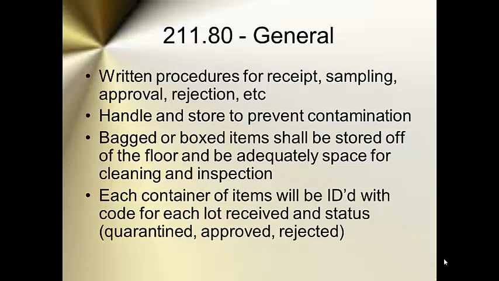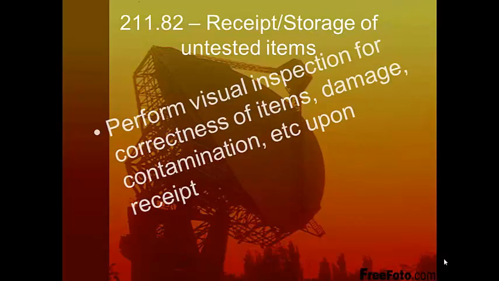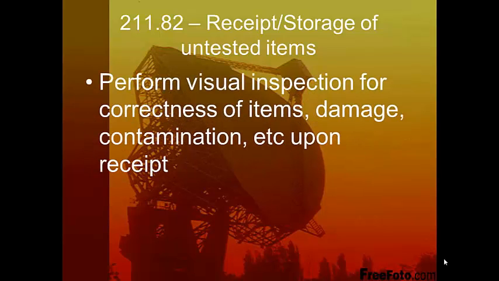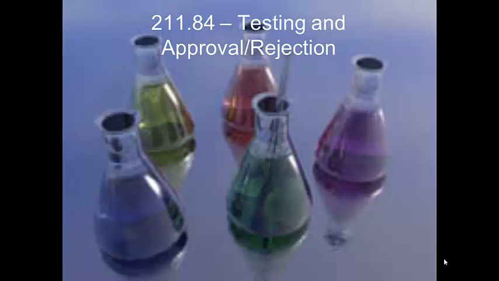Each container of items will be identified with the code of the lot received and the status. Status being quarantine, approved, rejected, something along that line. 82 talks about receipt and storage of untested items. Perform visual inspection for correctness of the item, any damage, any contamination, whatever it is, upon receipt. The items will be quarantined until they're inspected, tested, verified that they meet your requirements, and released.